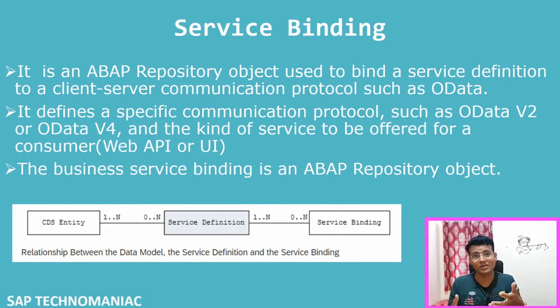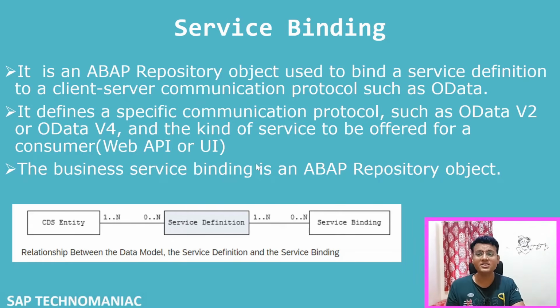We can consume it as SQL as well. These are the different protocols, and we define them in this particular service binding. So it defines the specific protocol, which can be V2 or V4. Apart from that, we also define how this service will be consumed, whether as a UI or as a web API.